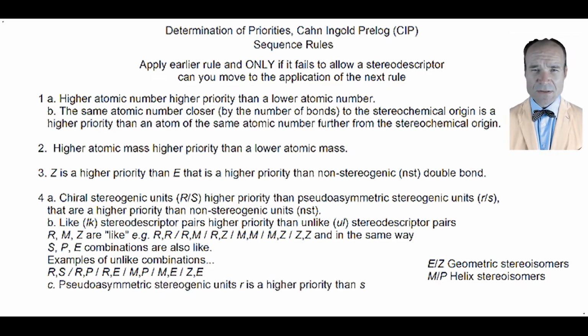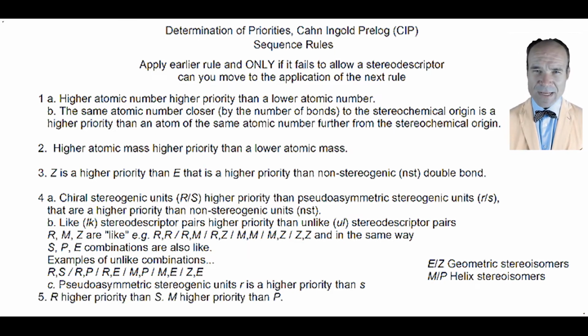4C. Pseudo-asymmetric stereogenic unit small r is a higher priority than its small s counterpart. And finally, 5. Big R is a higher priority than big S, and M is a higher priority than P.